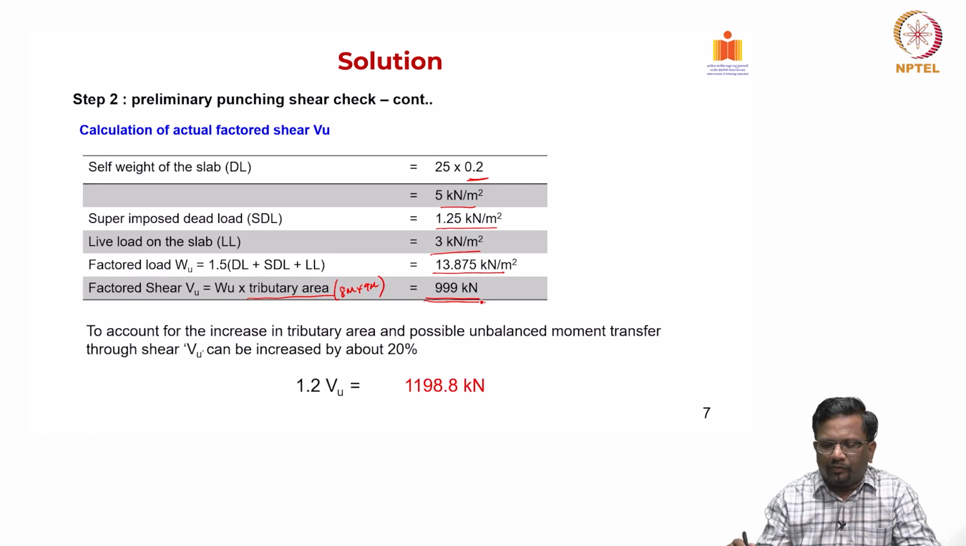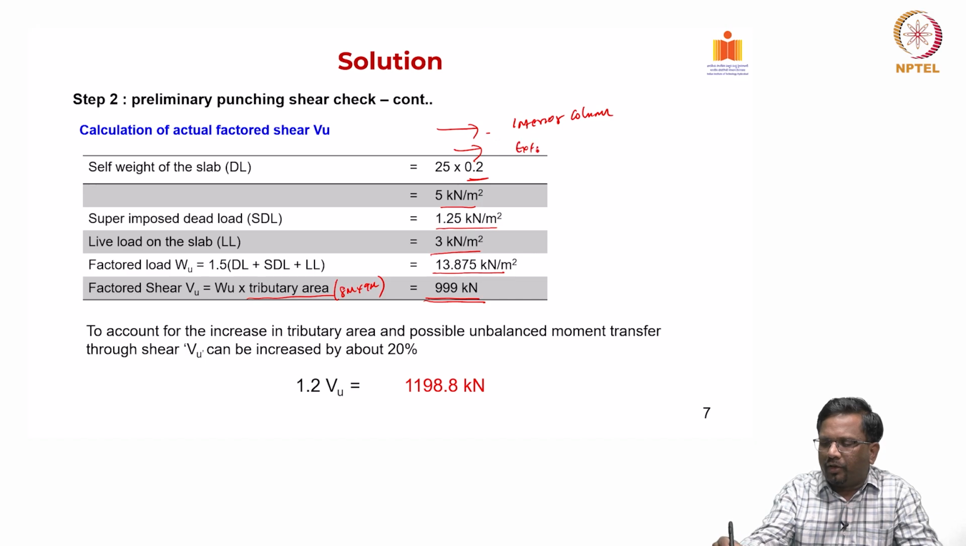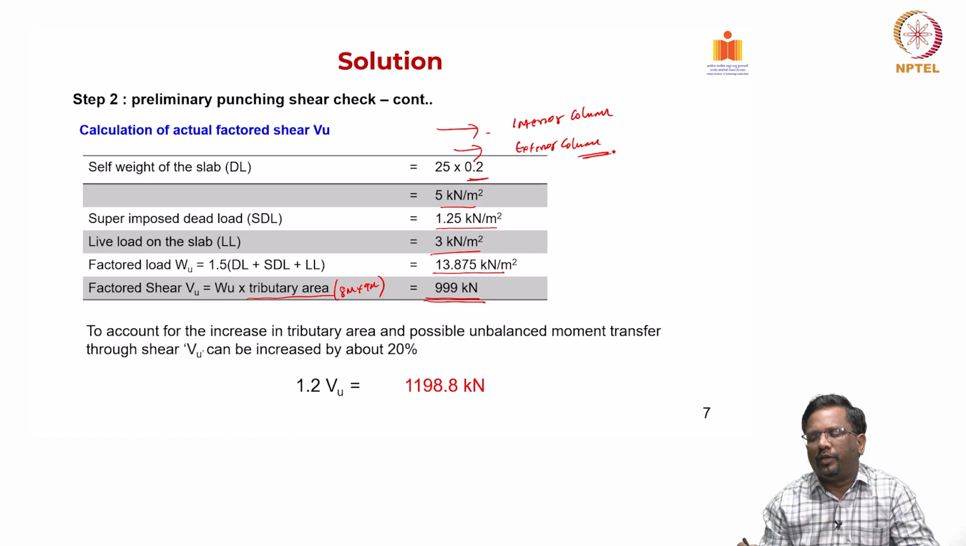Now, this is because we are talking about an interior column, right. We can also take one exterior column as well, okay, and then check for it. We are just showing it for one interior column.